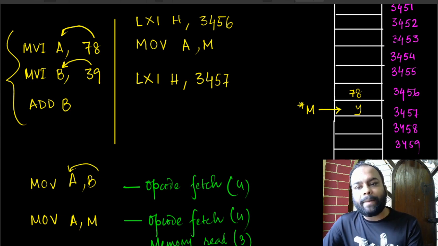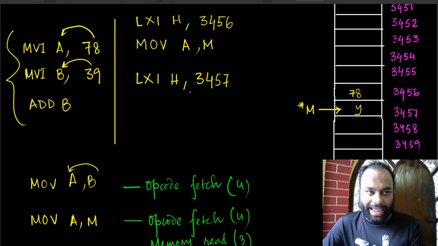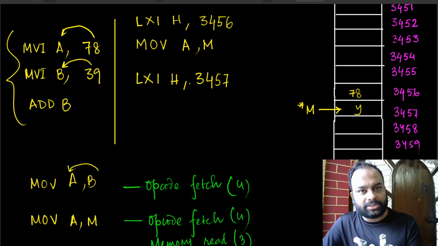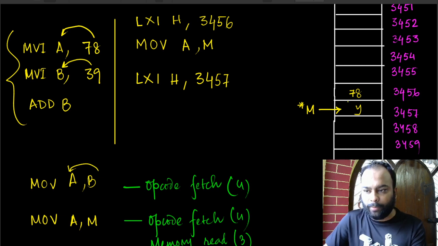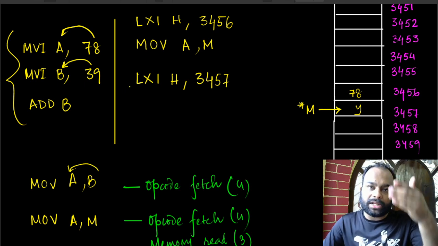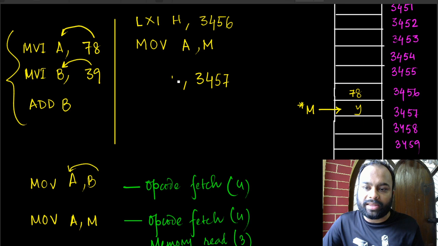We can do that by separately assigning the HL register pair a value of 3457. After doing LXI H, 3457, I have 34 in H and 57 in L, and of course that way the HL register pair would have a value of 3457. So the memory pointer will be pointing to the next memory location. But instead of doing that, since memories are consecutive in nature, we have another instruction called INX.